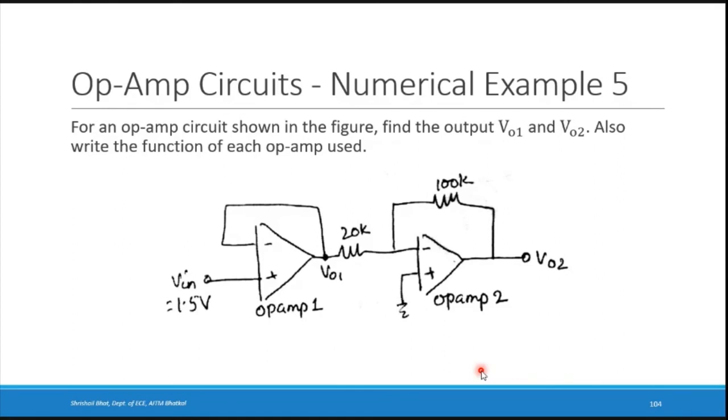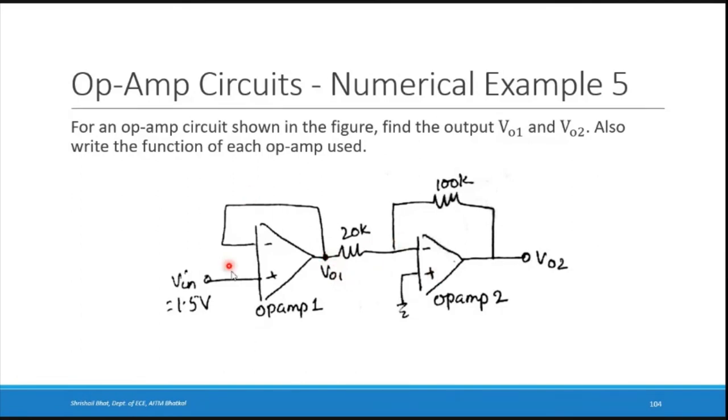See, there are two op amps here. That means there are two different circuits which are cascaded. Cascaded means they are connected together: the output of one is connected to the input of the other. This is one op amp, used for one particular application. This is another op amp, used for another application. So the output of this is connected to the input of this one.